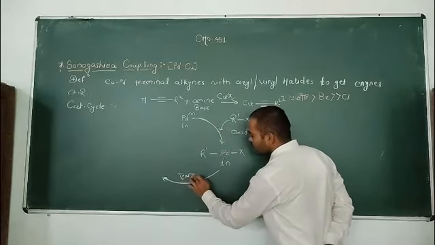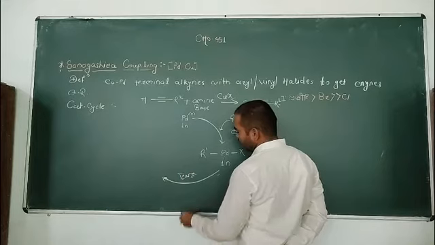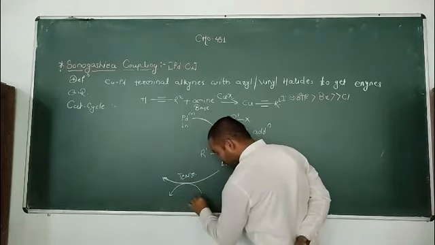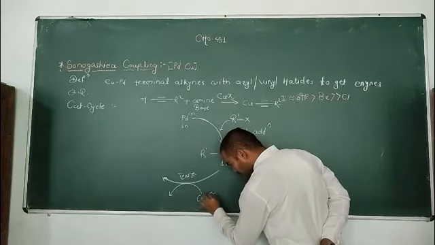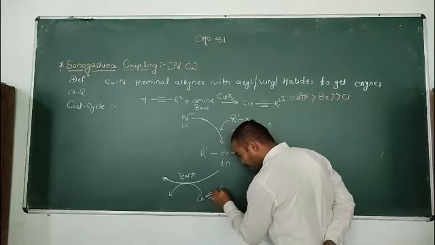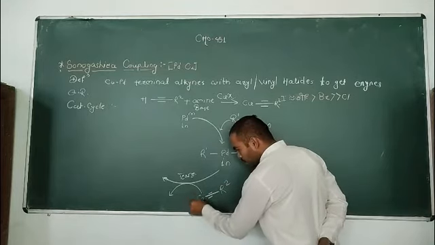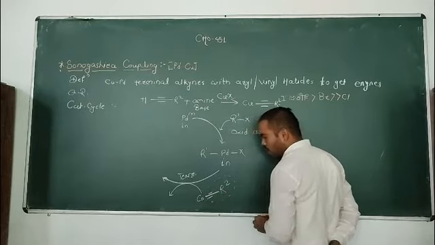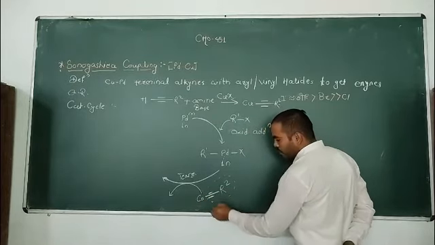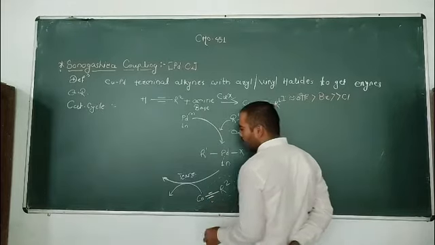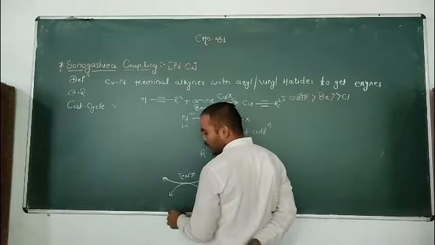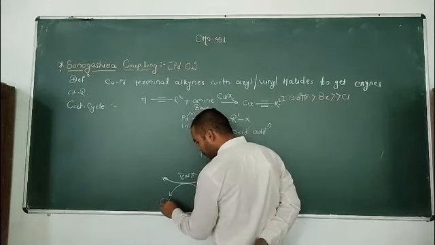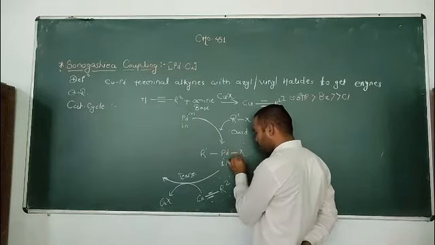The transmetallation step is there, in which copper is attached with the alkyne group. This alkyne group will be transferred from copper to palladium in this transmetallation step, and copper will be eliminated with the halogen.